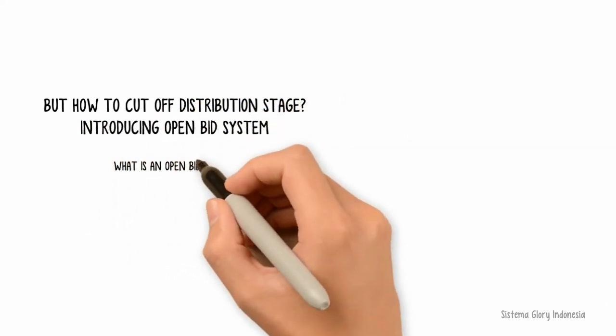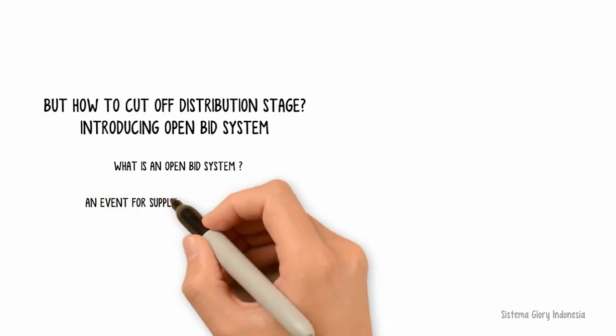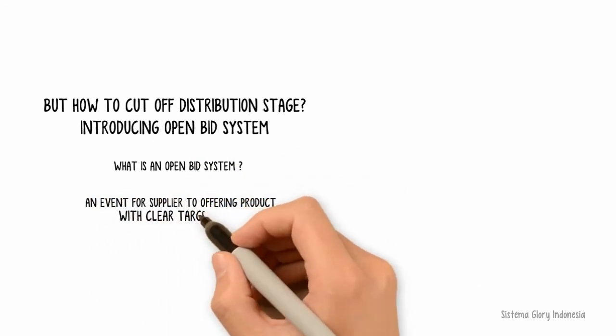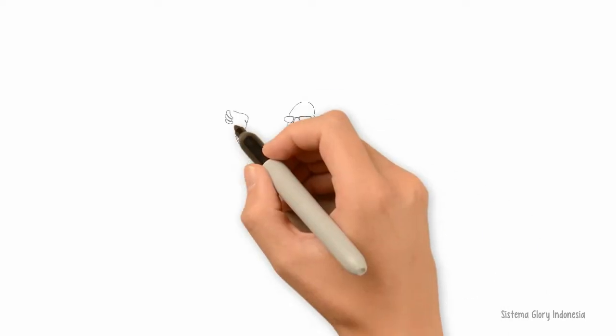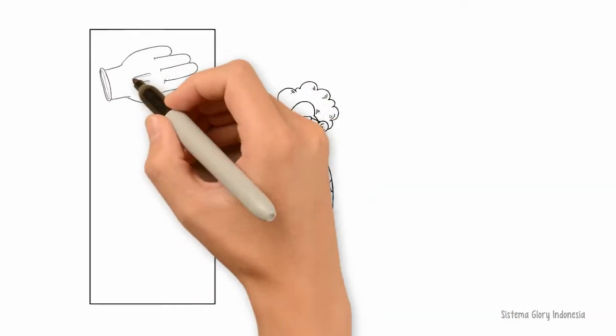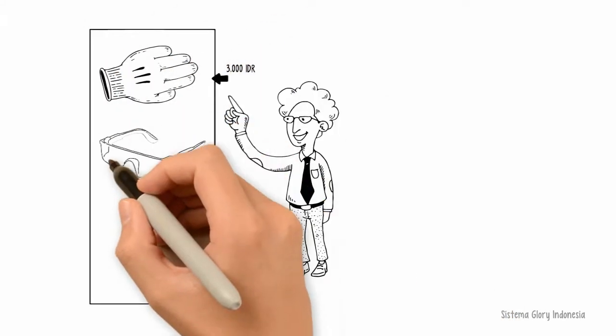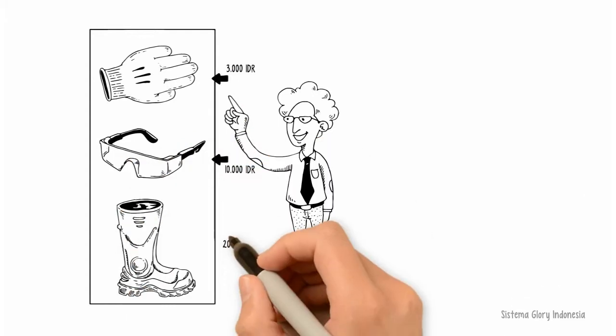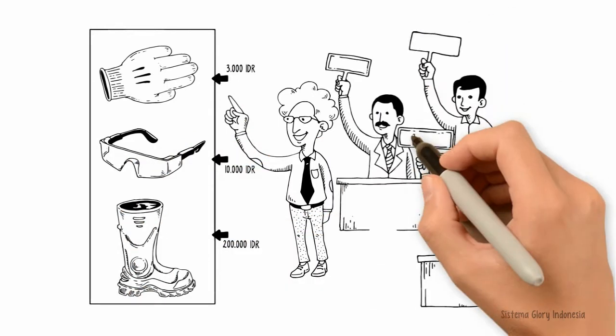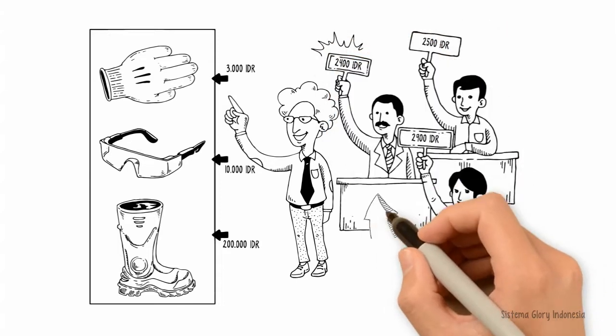What is an open bid system? It's an event where suppliers offer products with clear target prices. For example, here we have an event offering 3 items. The gloves begin at 3,000 rupees. And with various offers, bidders with the lowest price will win.